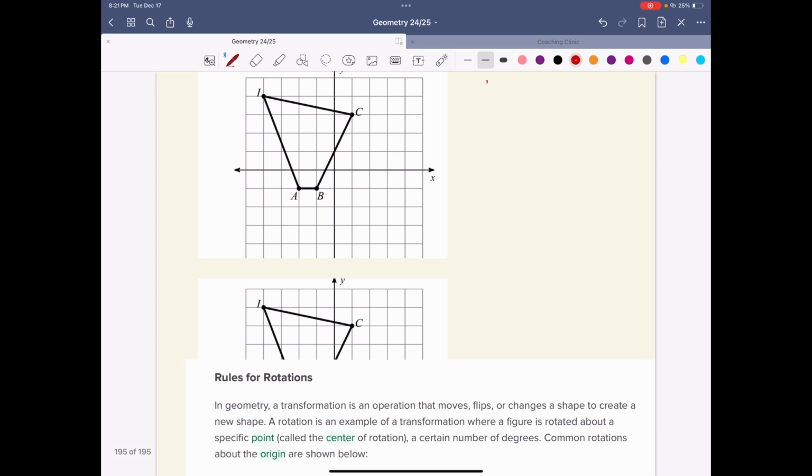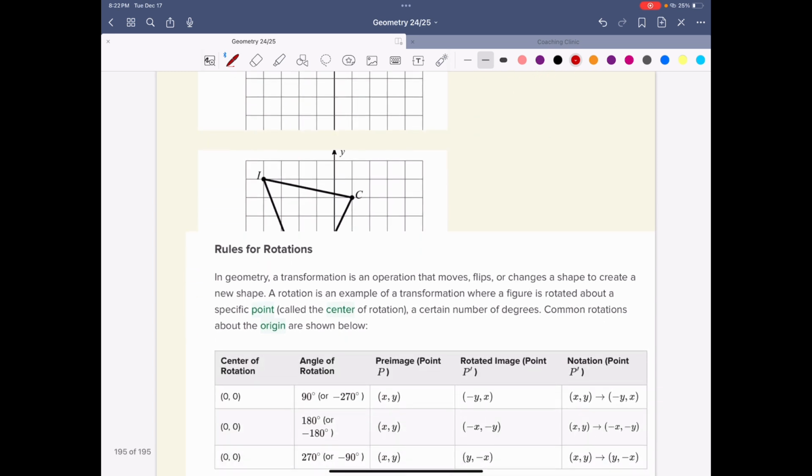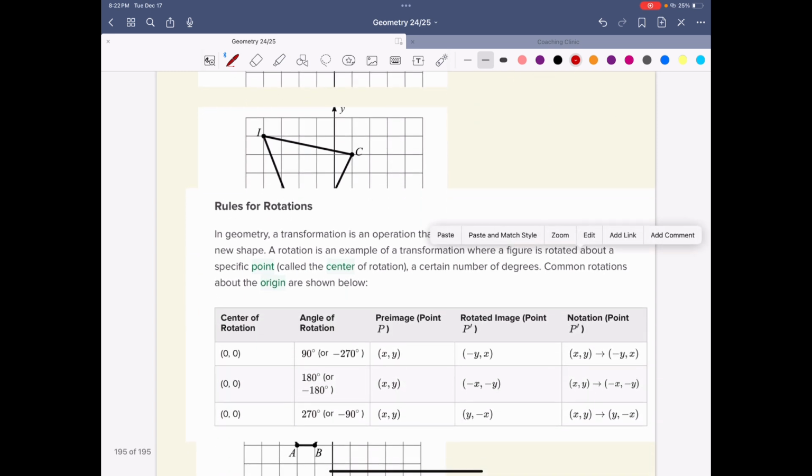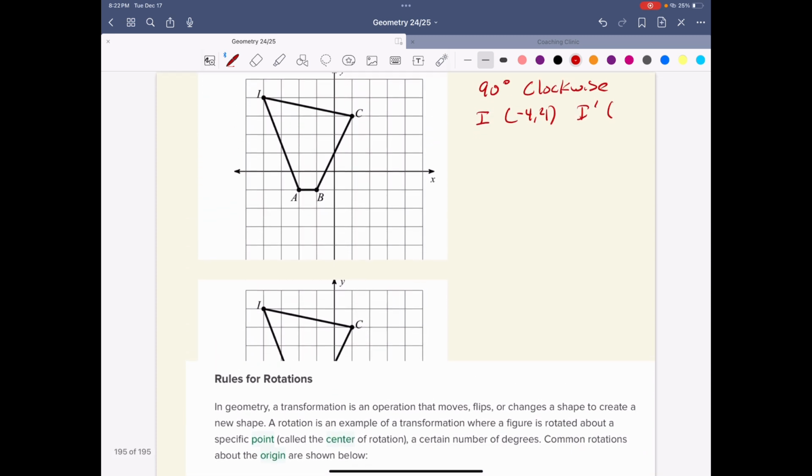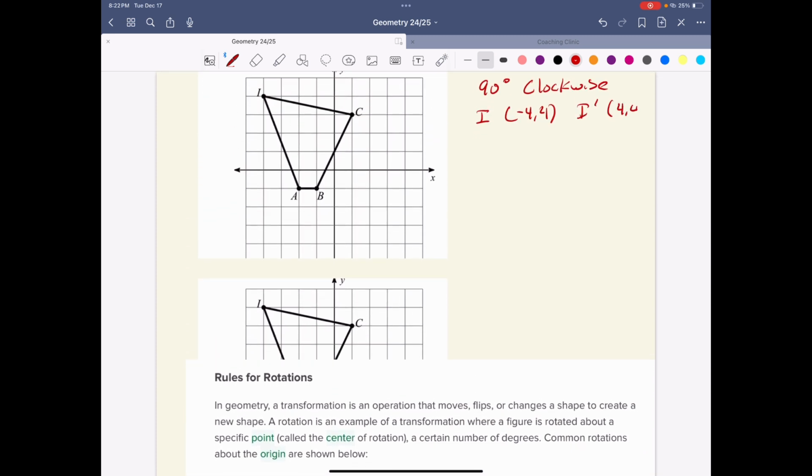Let's do a 90 degree clockwise rotation. So my I value, if I count, is at negative 4, 4. My I prime, I'm going 90 degrees clockwise. I'm going to move this up a little bit. 90 degrees clockwise: my X and Y switch, and my X becomes the opposite of it. So this is going to be 4, 4.